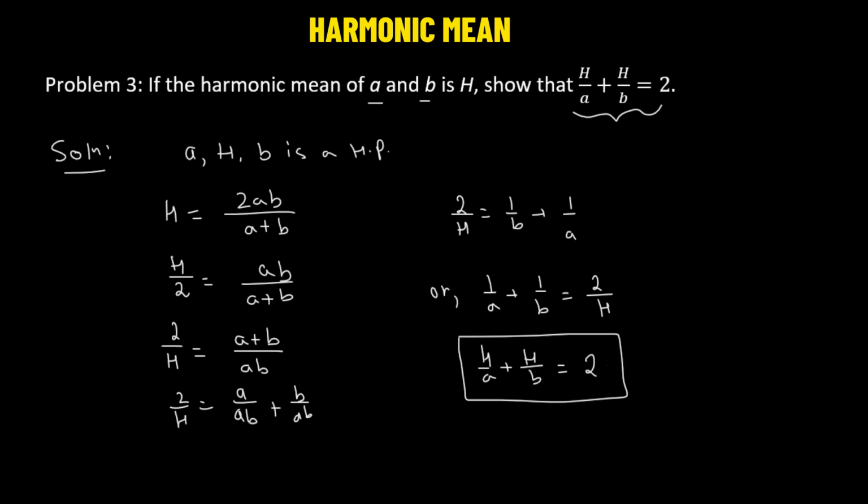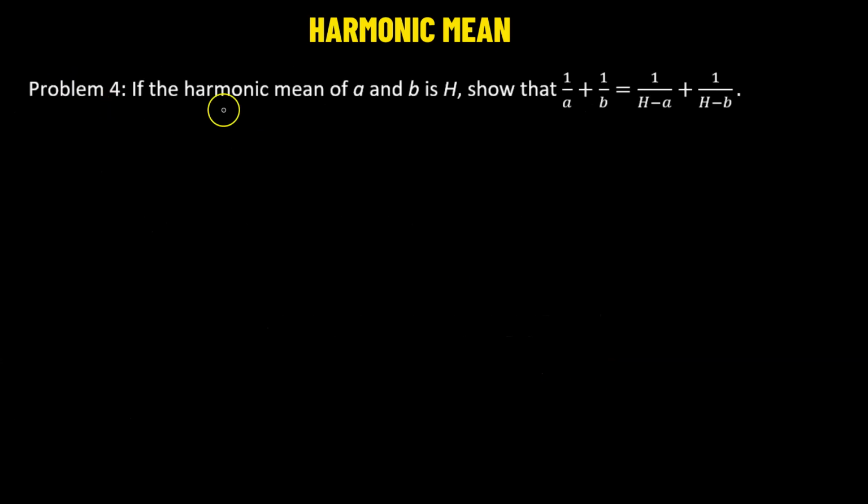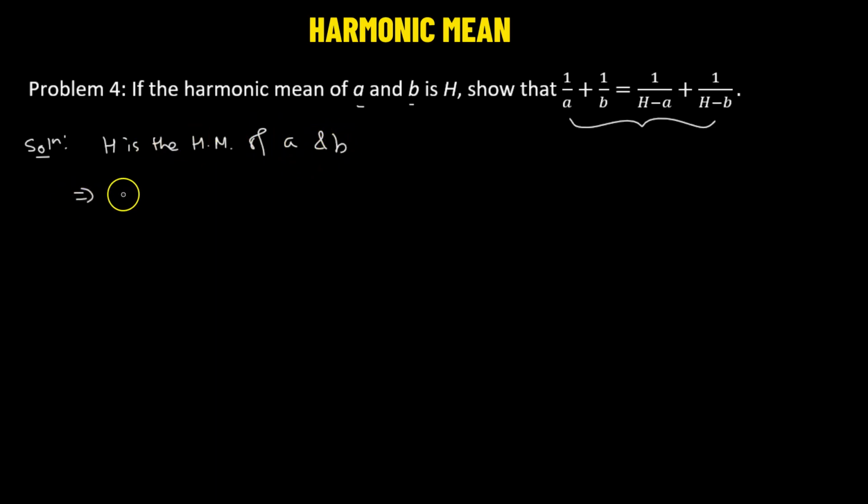We have successfully shown that H over A plus H over B equals 2. Let's go to the next problem. Problem number 4. It's given here that H is the harmonic mean of A and B. Then we need to show that the following equation is true. Let us begin. Since H is the harmonic mean of A and B, that immediately implies that H must be of the value 2AB divided by A plus B.